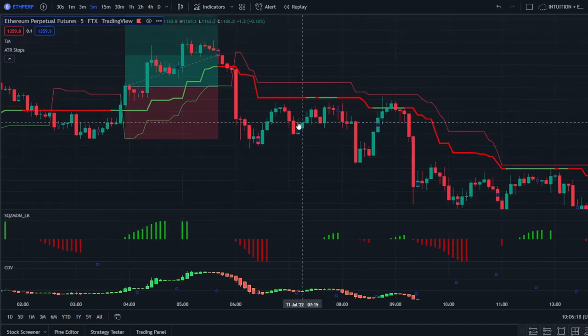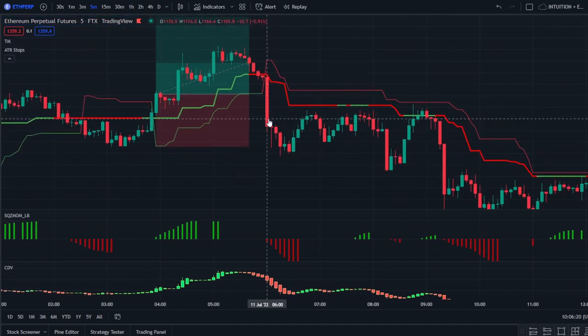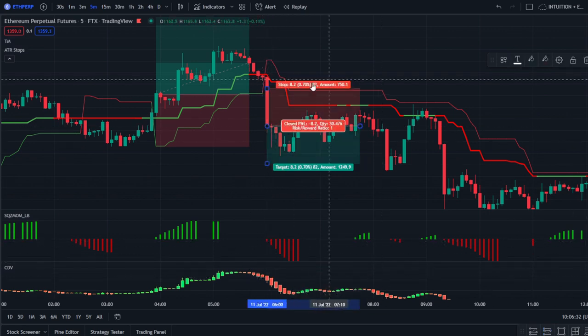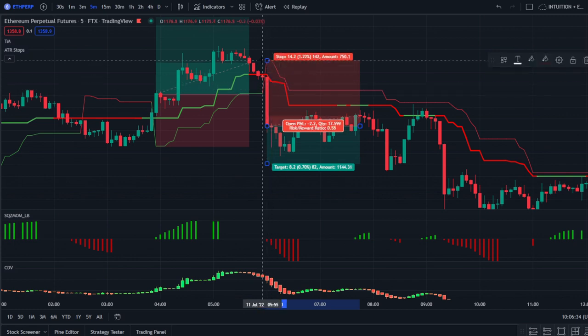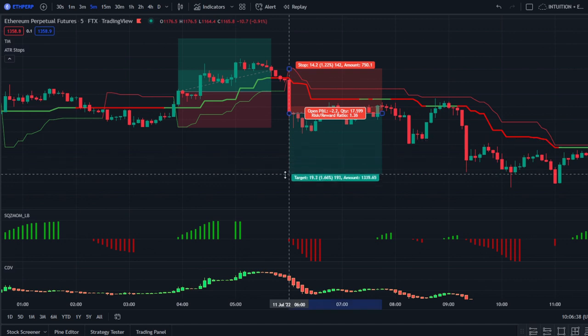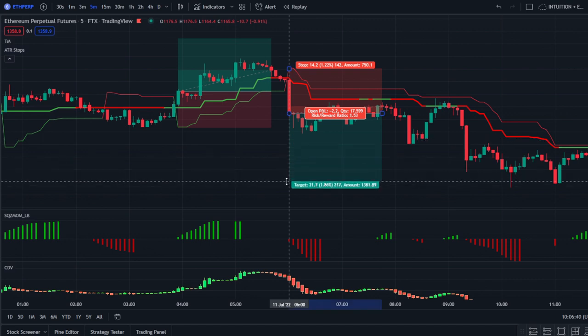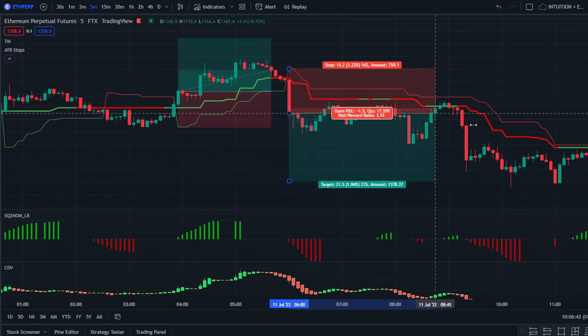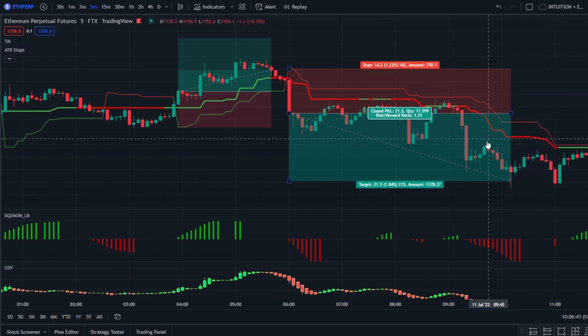So let's look for another valid position. We're gonna look right here. We have a break below the trend magic with a red color sign, and we have a red on the squeeze momentum and red on the CDV indicator. So we'll go short there. Stop loss will be at our ATR stops level, and we'll take a 1.5. This will be another win.